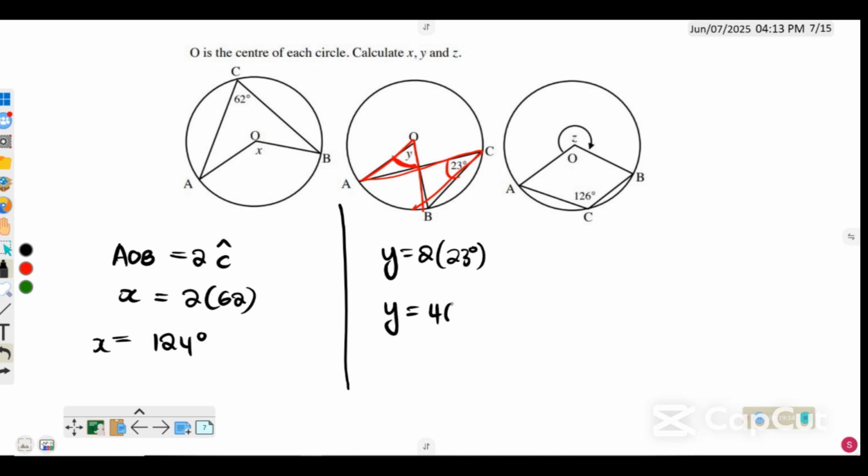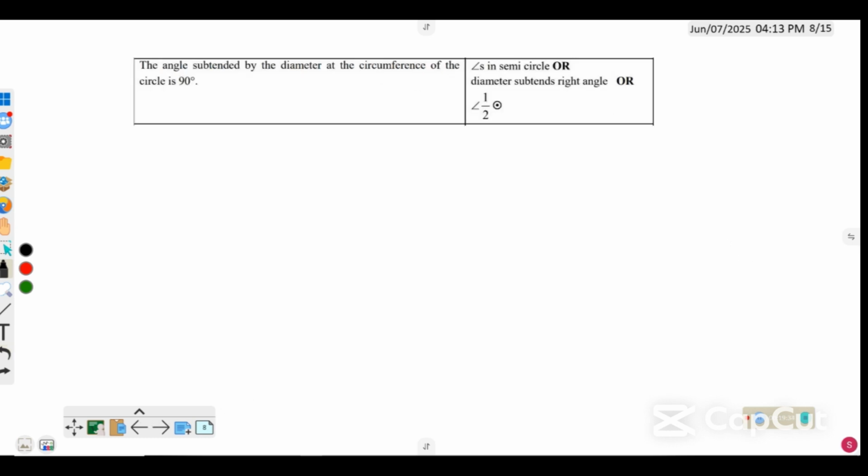So y is equal to 46 degrees. Same thing. The arc subtends that reflex angle there, but the very same arc subtends this angle at the circumference. So basically, z is equal to what? 2 times 126 degrees. Right, so you do that, angle at center being twice angle at circumference. It goes on and on. Then there's a special case.